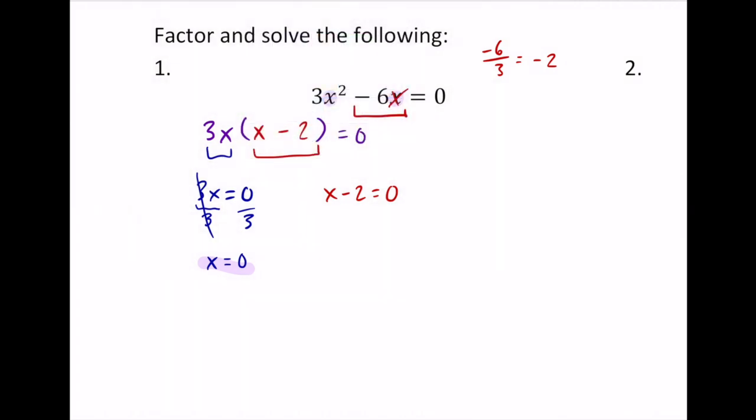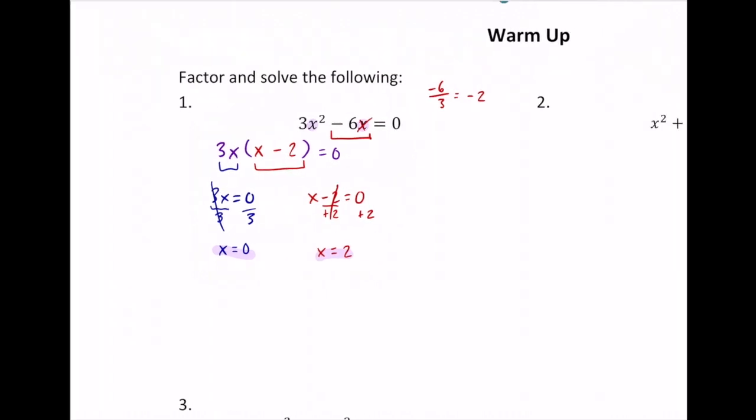Let's look over here. In order to get x by itself here, I want to get rid of this negative 2. So I can add 2 to both sides of the equal sign. That makes this go away. So we just have x is equal to 2. That is our second answer. Alright, let's move on to something else.